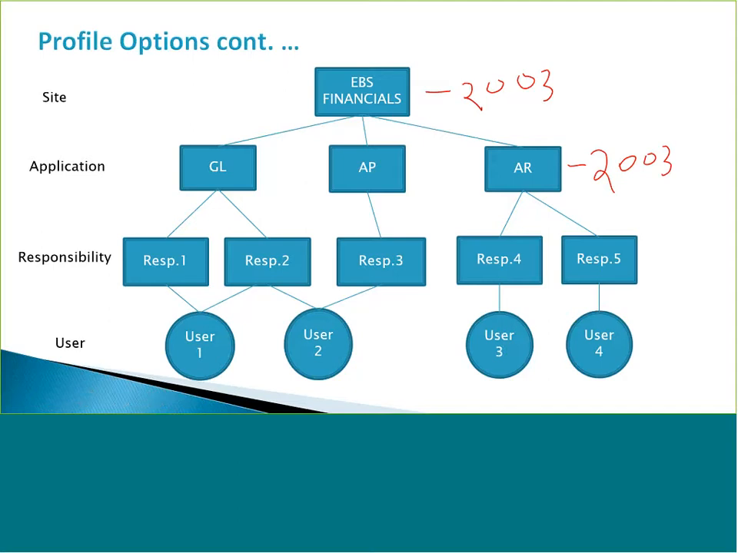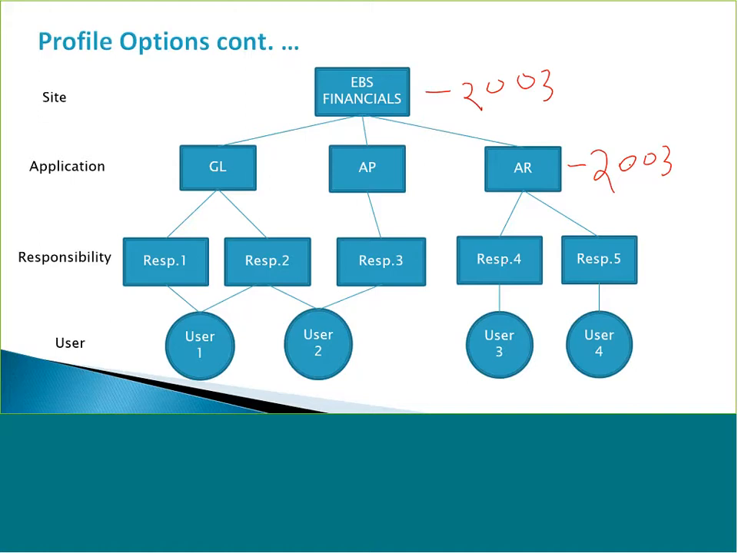This user is going to log in. Oracle is going to check at the user level and see that for the Excel version, nothing has been defined. So it's going to leave this level and go to the responsibility level. At the responsibility level, nothing has been assigned. And it's going to leave this level. And then it's going to go to the application or module level and find that Excel version has been defined as 2003. And it's going to stop there because it has found the Excel version 2003 that it's going to use. All right.